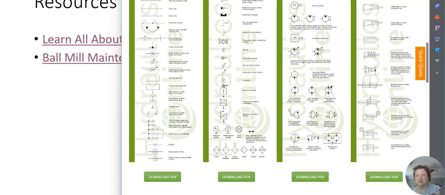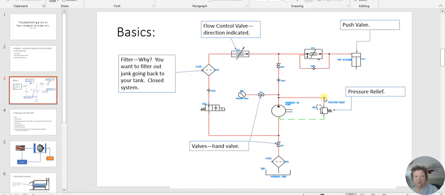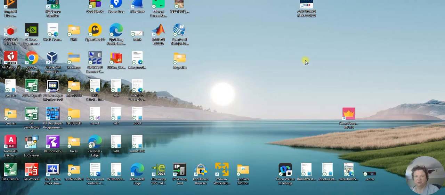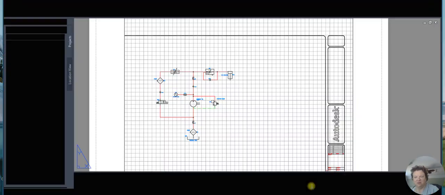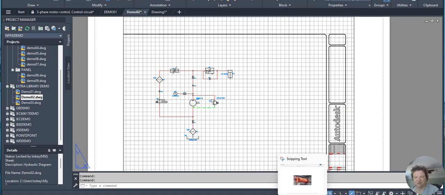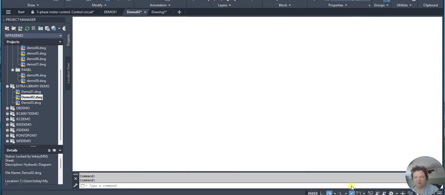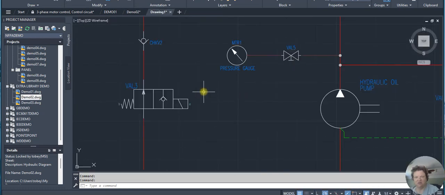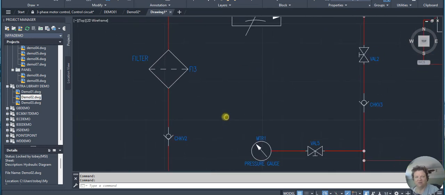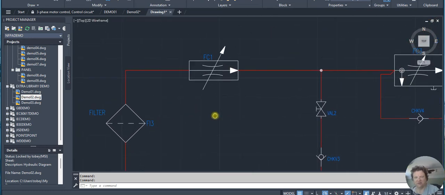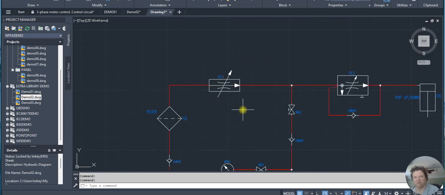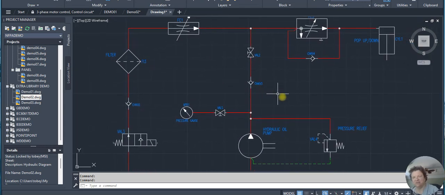Now, with that in mind, you also have the ability to look in AutoCAD and see it in AutoCAD and use the AutoCAD library. So this is in AutoCAD Electrical, and you have the ability to do hydraulics and pneumatics in AutoCAD Electrical, just to keep that in mind.